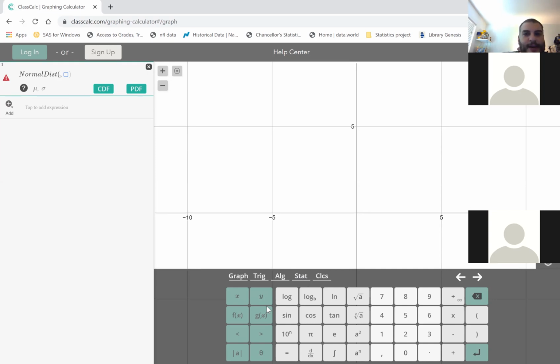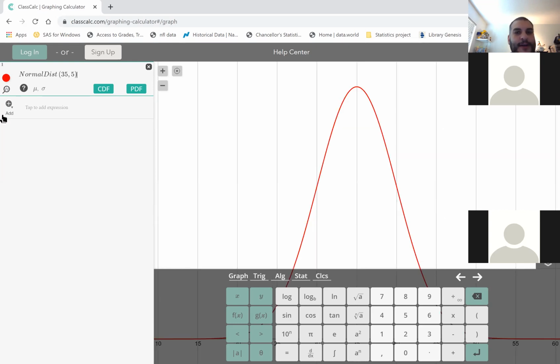All right. The first thing I want to do is enter the mean and standard deviation. If you remember, the mean was 35 and the standard deviation was 5. And you want to close that off. All right. So right now we're telling our calculator that we're doing a normal distribution and the mean is 35 and the standard deviation is 5.